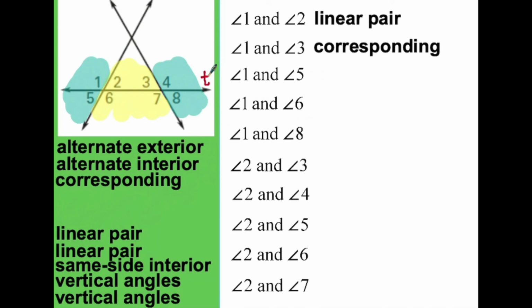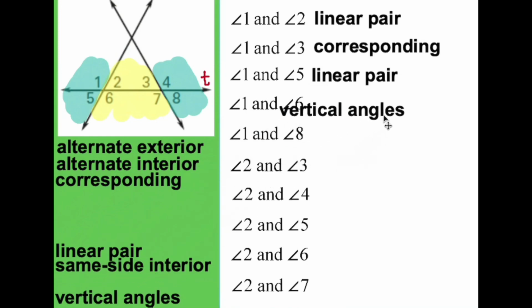Angle 1 and 5, both exterior, and they are on opposite sides of the transversal. Let me label that transversal T. But even though they're on opposite sides, again, it didn't even require the use of this other line. So that's just a regular old linear pair. Angle 1 and 6, kind of the same feel. There's one interior and one exterior, but since it only relies on two lines intersecting, just the transversal and one of those lines, do you recognize those as vertical angles?